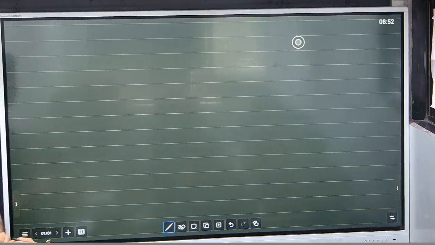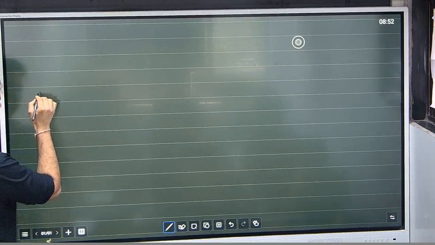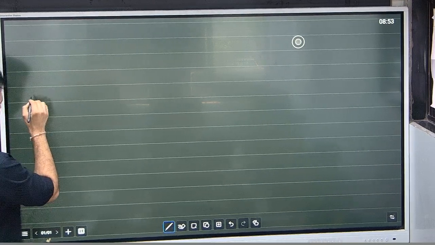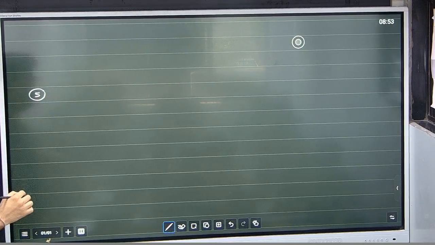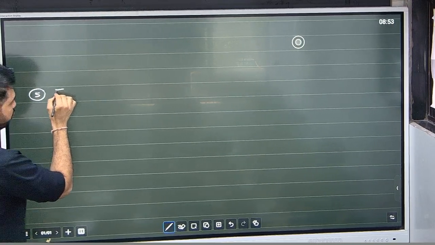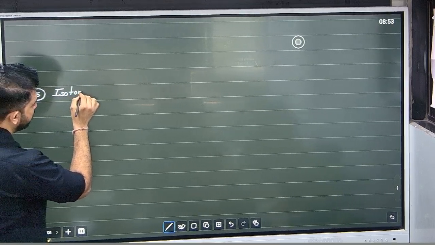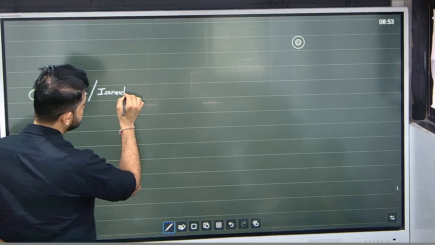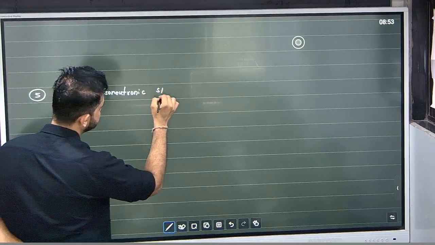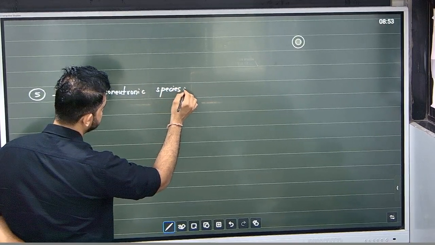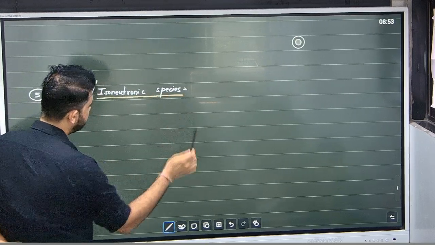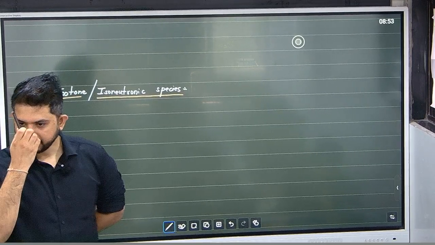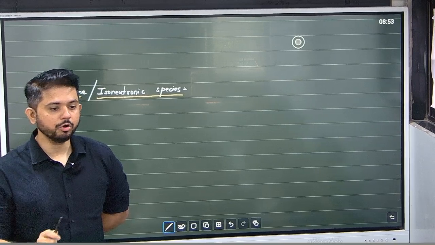Let's continue with atomic terms. What was the number? Atomic term number? Fifth one. Okay. So the next atomic term that we have is called isotones, or they're also called isoneutronic species. So people, what do you mean by isotones or isoneutronic? Elements containing same number of neutrons.